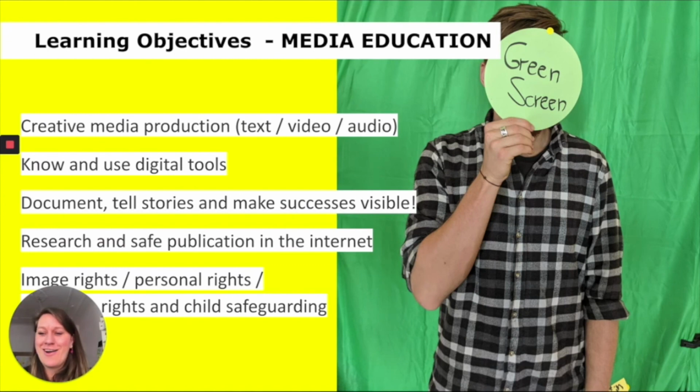Learning objectives are, of course, producing creative media, knowing how it technically works and using the tools, but also really focusing on digital storytelling. Try to figure out how you can make your successes visible, to tell your stories, how you can give yourself a voice and share it with others. But we're also, and that's very important, implementing media topics such as research and safe publication on the internet. What is it that can happen? What about the rights for images or for content? What about personal rights? What is it I want to show of myself in public spaces and what not?